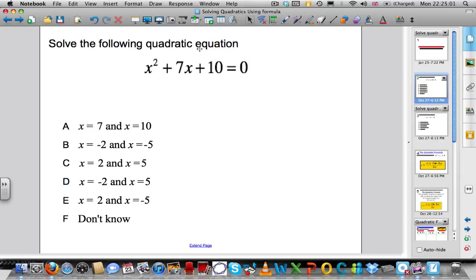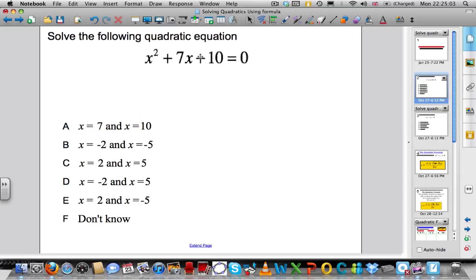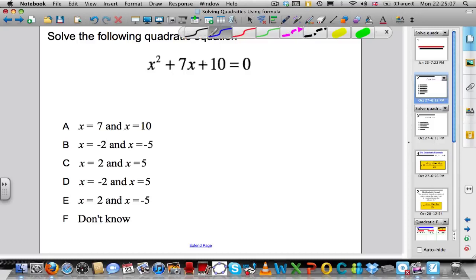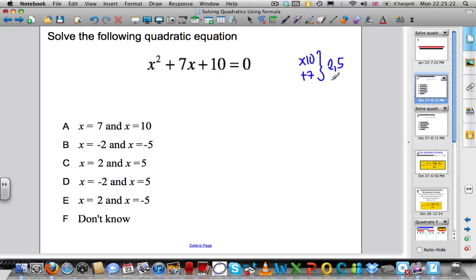Let's have a go at doing that first of all, because usually that is quite an easy method. So let's see if we can do it. We're going to try and factorise this first of all. So we want two numbers that multiply to 10 and add to 7. Having to think about it, the two numbers must be 2 and 5.